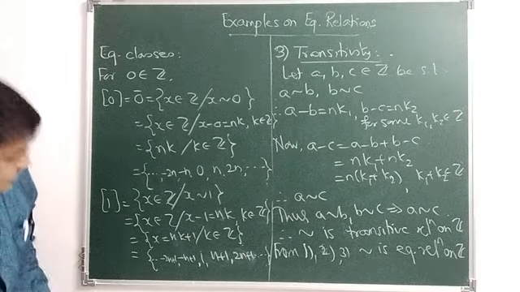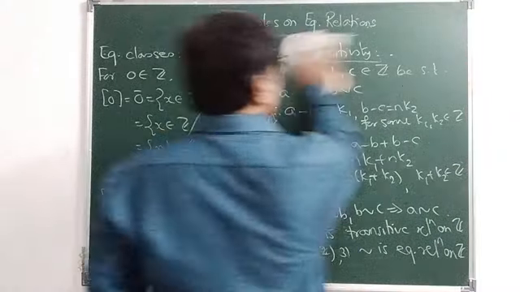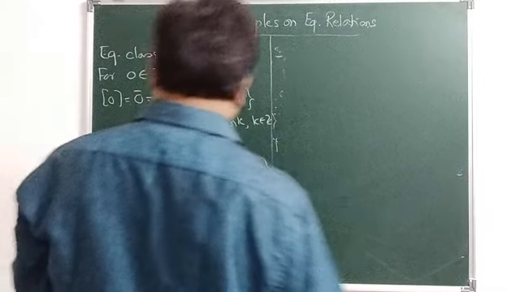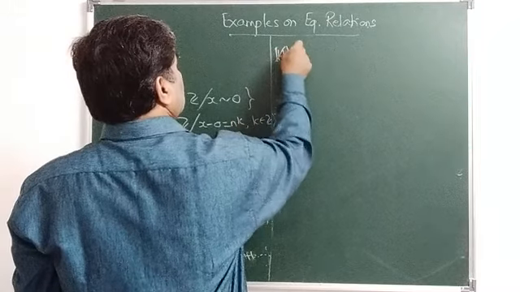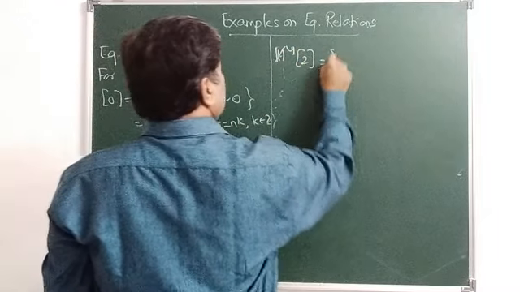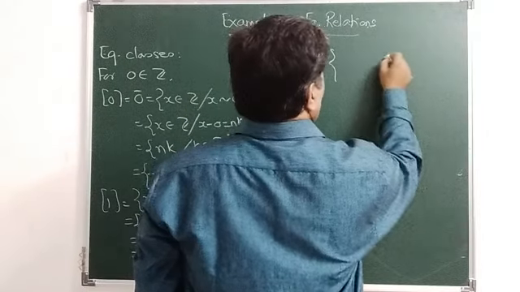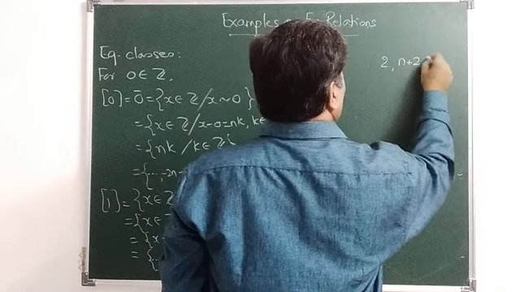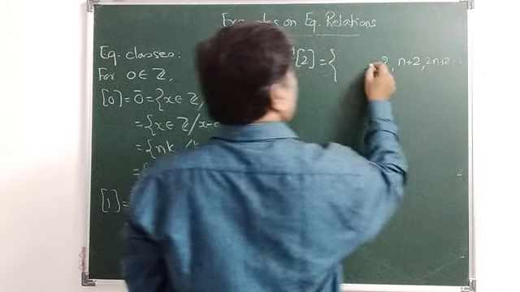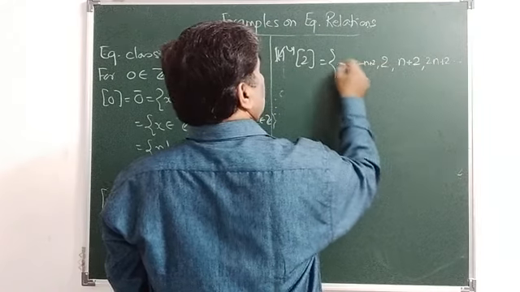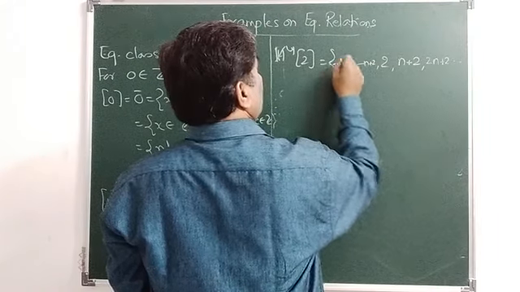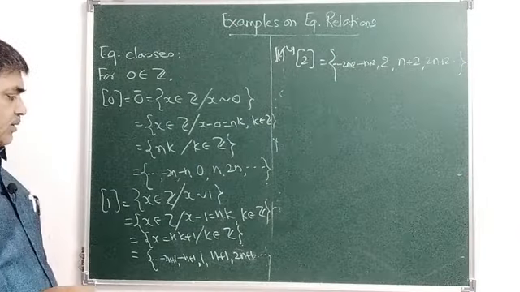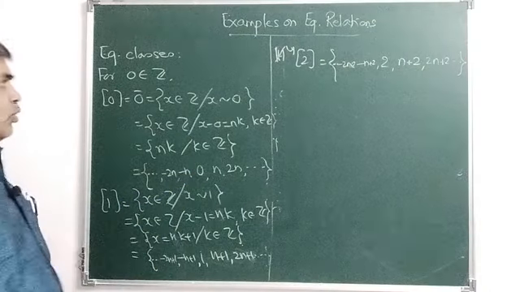If I take 2 now, similarly, the equivalence class of 2 is equal to, this middle element will become 2, then n plus 2, 2n plus 2 and so on. Here minus n plus 2, minus 2n plus 2 and so on. We will get this. Is it clear? Means this is just shifting by 2 there.